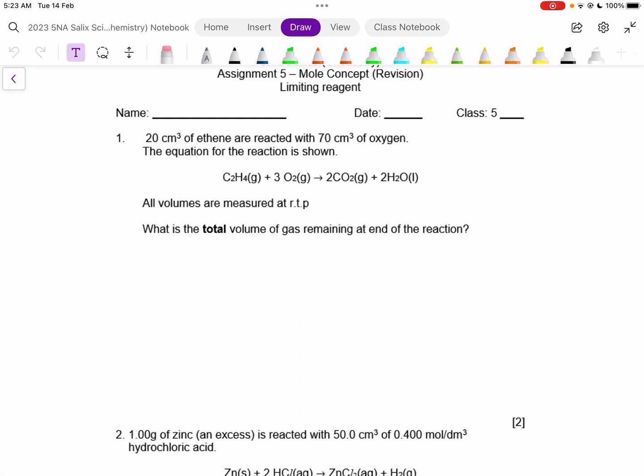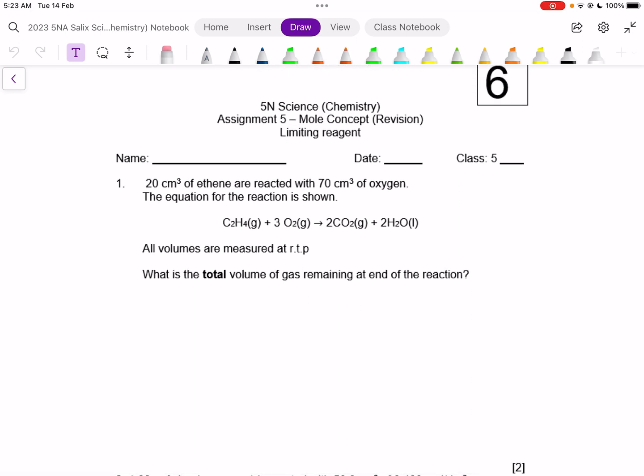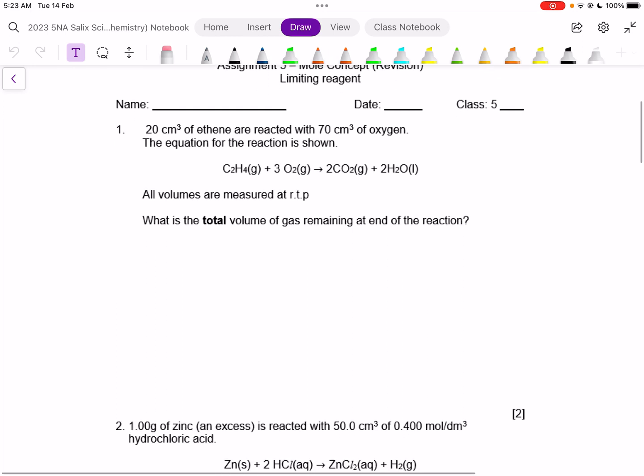Good morning everyone. I'm going to go through assignment 5 of mole concept, on limiting reagent. This will be the last set of assignments for the chapter of mole concept. After this, I'll move on to another chapter called qualitative analysis. Let's take a look at this assignment.